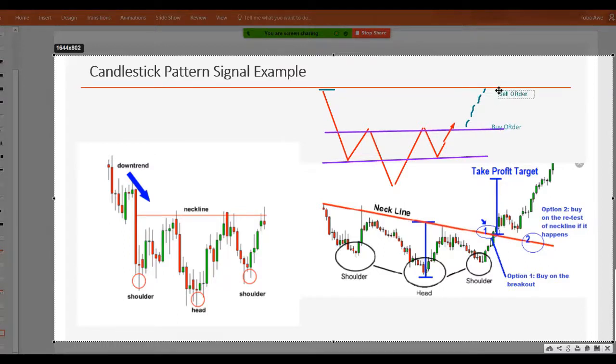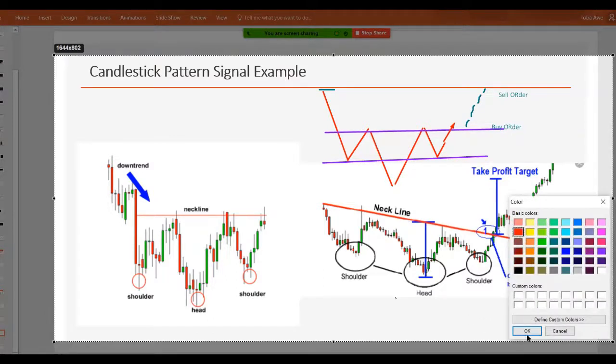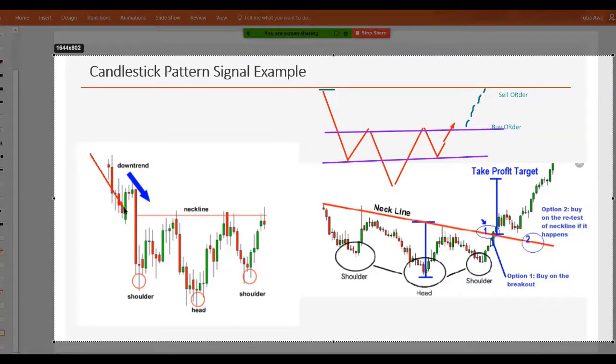Sell order. Okay. Now, what I just demonstrated is what is here. This is a downward trend. Price went up a bit, it came down, went up again, came down. I have a head. This is the head, this is the shoulder. The head is lower than the shoulder. And price came down again.